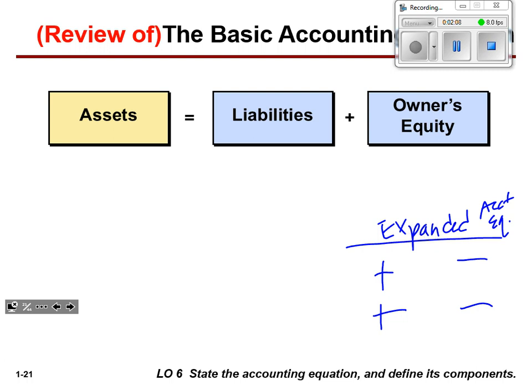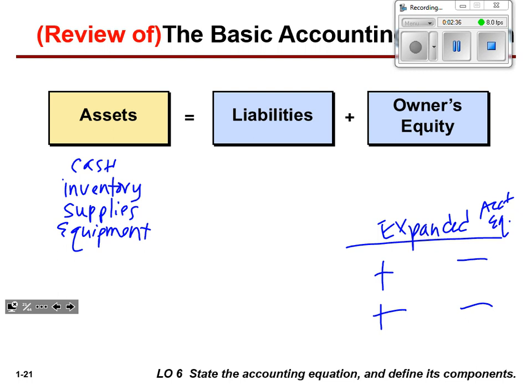The most liquid asset, we'll get into the word liquidity in chapters to come, but money. What's that called? Cash. Okay. What else do you own? Okay, so inventory. What else do you own? Supplies. Absolutely. One we didn't make in our giant list yesterday, but the transactions talked about it. Equipment. Buildings. Vehicles.